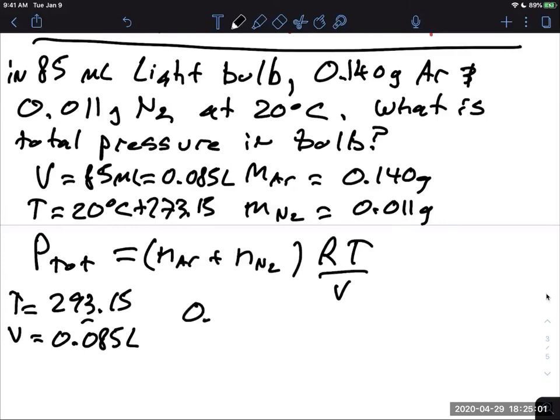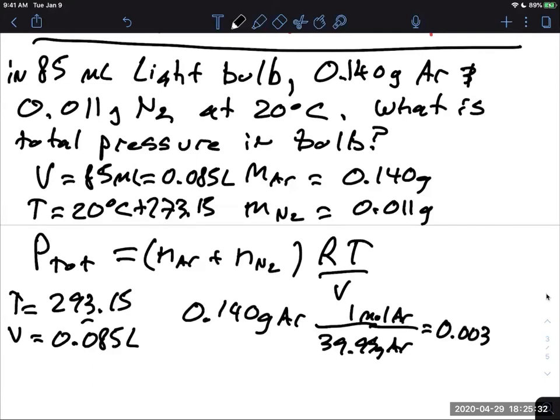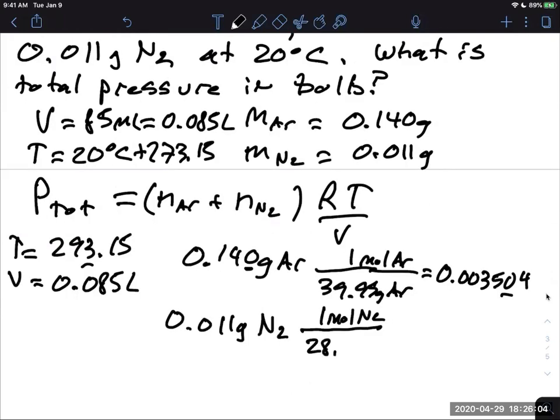I have 0.140 grams of argon, and the molar mass of argon on my periodic table is 39.95 grams of argon to 1 mole of argon. So it looks like I have 3 sig figs: 0.00350. There's a 4 after it. I'll just put the 4 there, but it's 3 sig figs. And I also have 0.011 grams of nitrogen, and my molar mass of nitrogen is 28.02 grams. This is going to be 0.0003925, and this is only 2 sig figs.